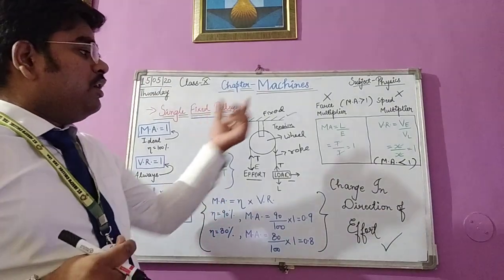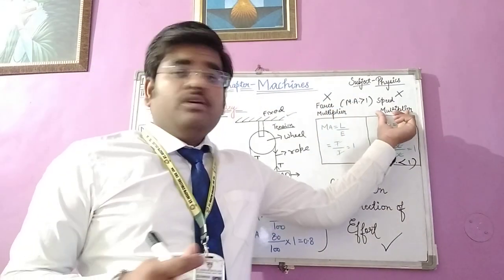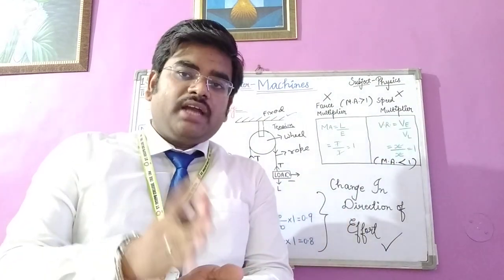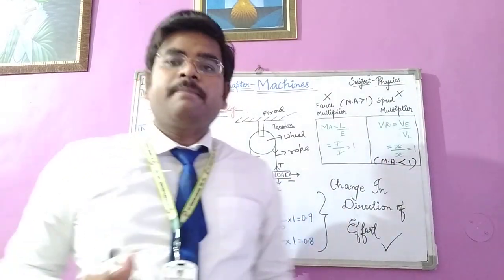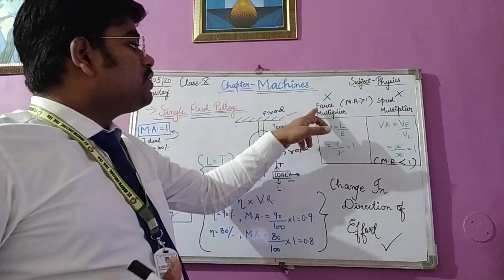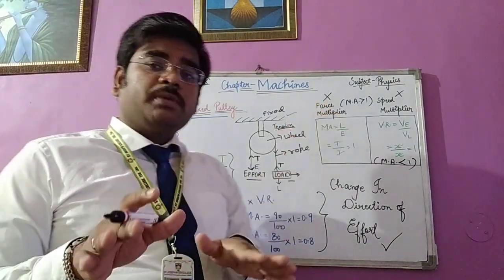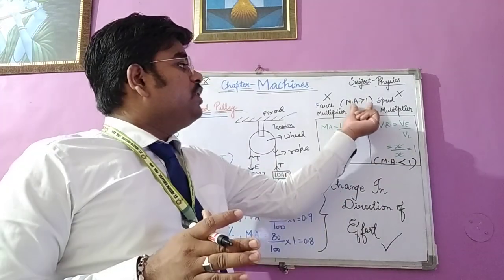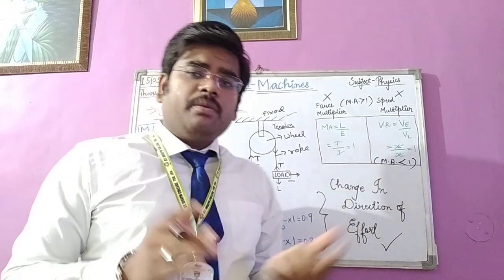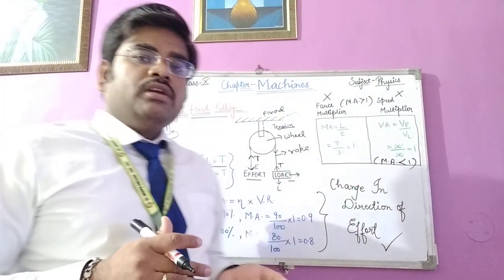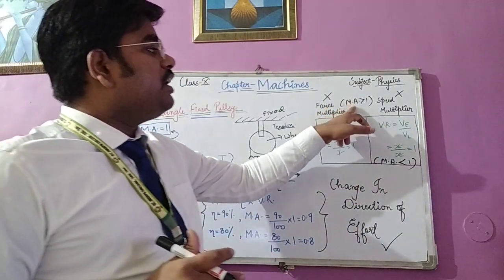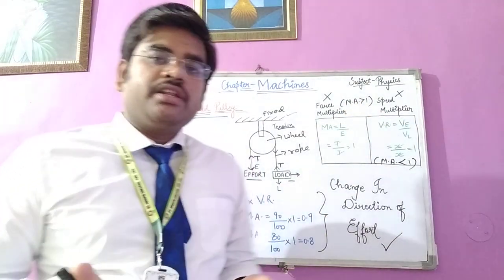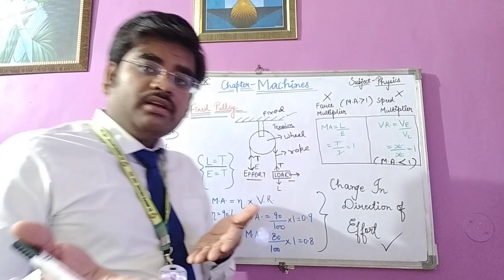So listen, here I have written force multiplier and speed multiplier. Firstly, I have to check whether this works as a force multiplier or not. In the case of a force multiplier, the first thing I have to tell you is that the mechanical advantage should be greater than 1. For a force multiplier, the mechanical advantage should be greater than 1. So I have to check whether the mechanical advantage is greater than 1 or less than 1.